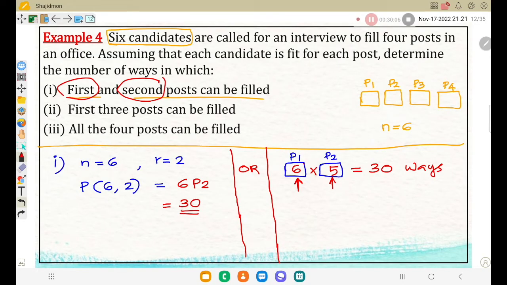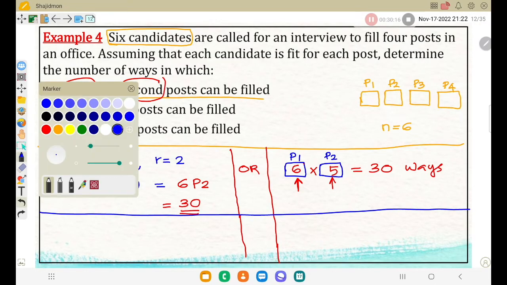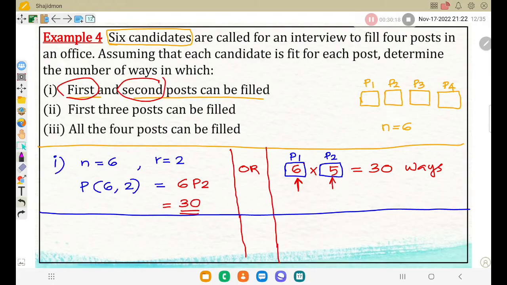First and second post can be filled. This is the first part of the question. I hope you understood that one, the first part. Correct? Now we will go to the second part of the question. You can read the second part of the question. What is the second part?